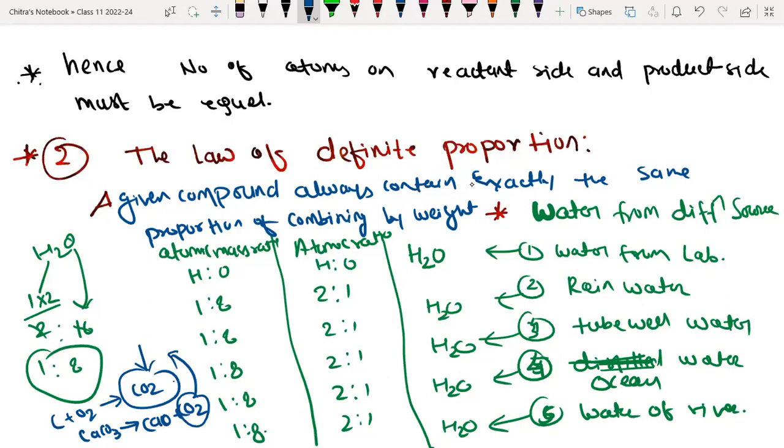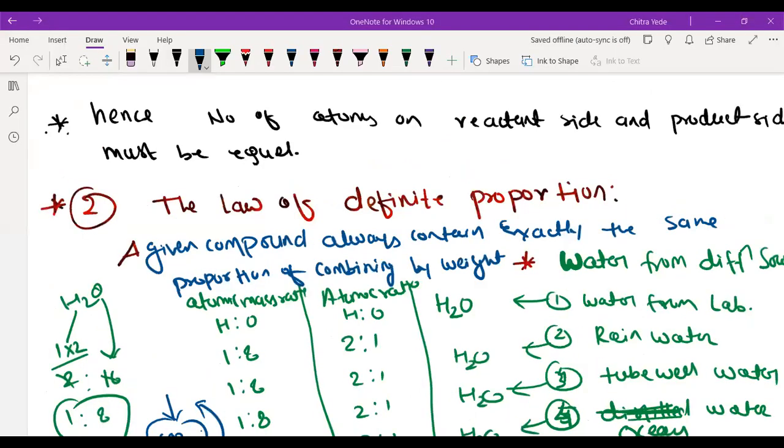Again, I want everyone to take a screenshot for that. Sir, it has to be only by mass, right? Yes, mass, or you can say atom also. Atomic ratio you can also calculate.